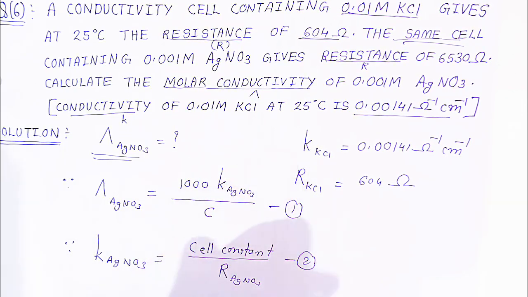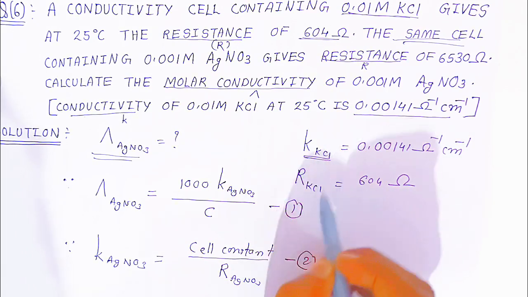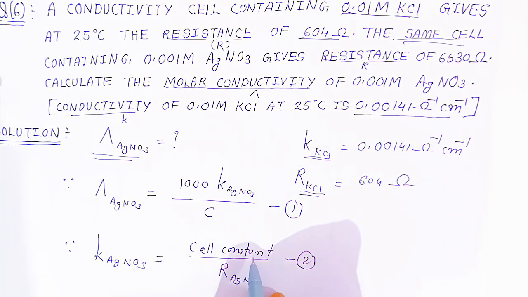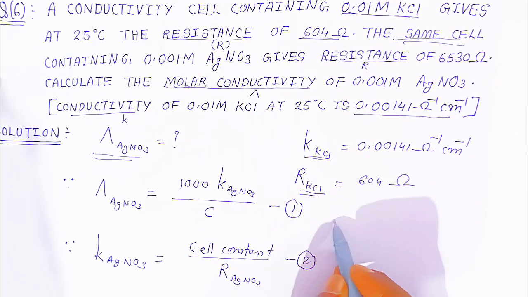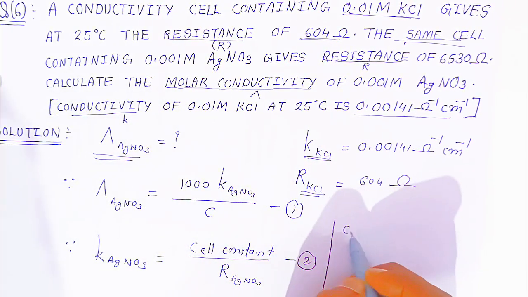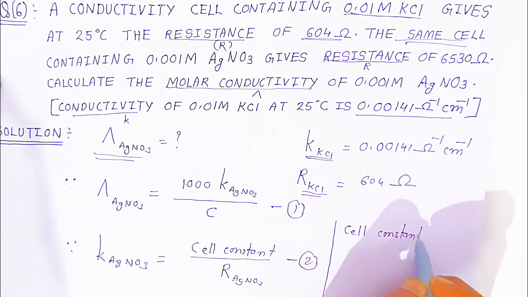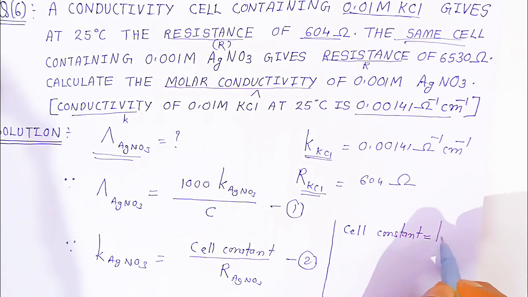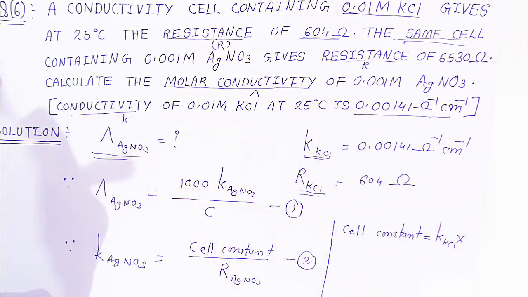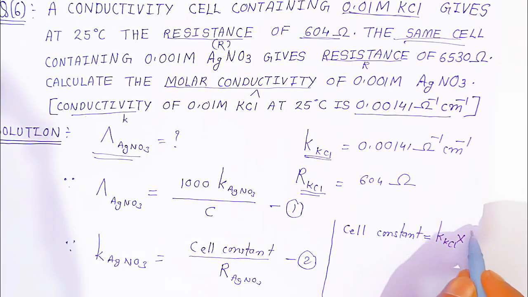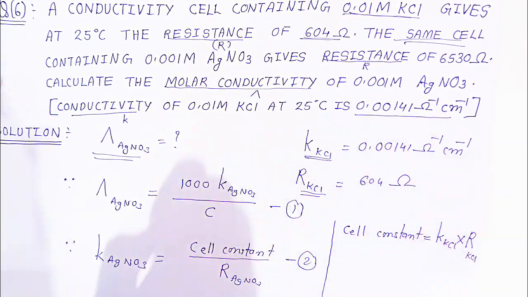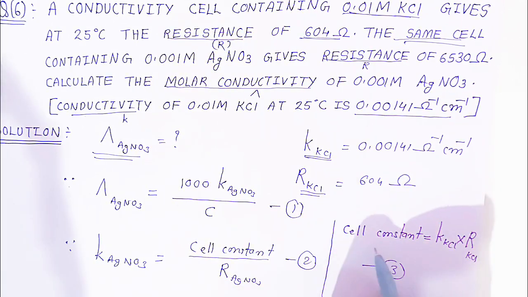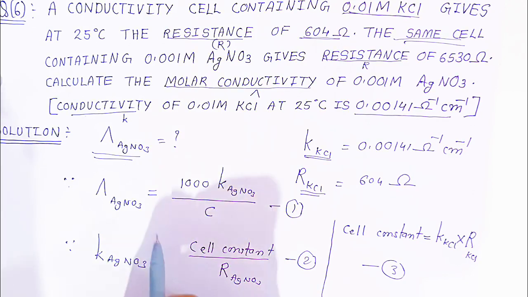Now students, here cell constant, how will you calculate it students? With the help of this data students, we are going to calculate the cell constant first. So first duty students, you have to calculate the cell constant. Since again you know the formula, cell constant is nothing but conductivity of KCl into the resistance of KCl. If you multiply students, this is the third formula. Once you know the cell constant, this value you just put here, you will get the conductivity of silver nitrate. Once you got the conductivity of silver nitrate, you can calculate the molar conductivity.